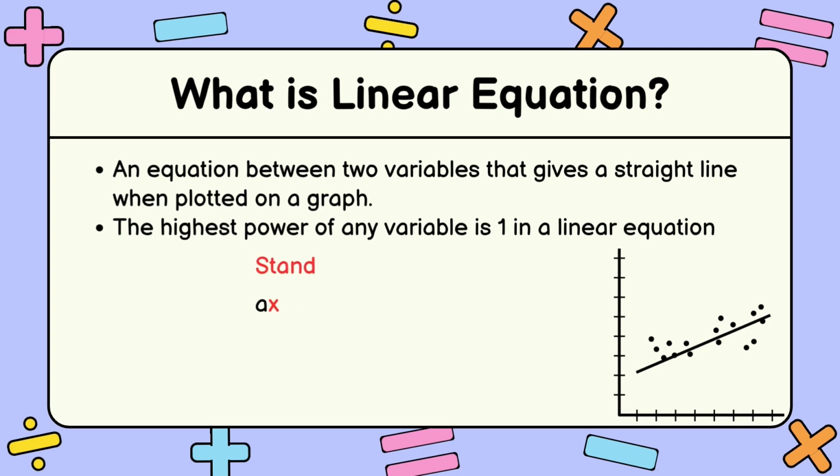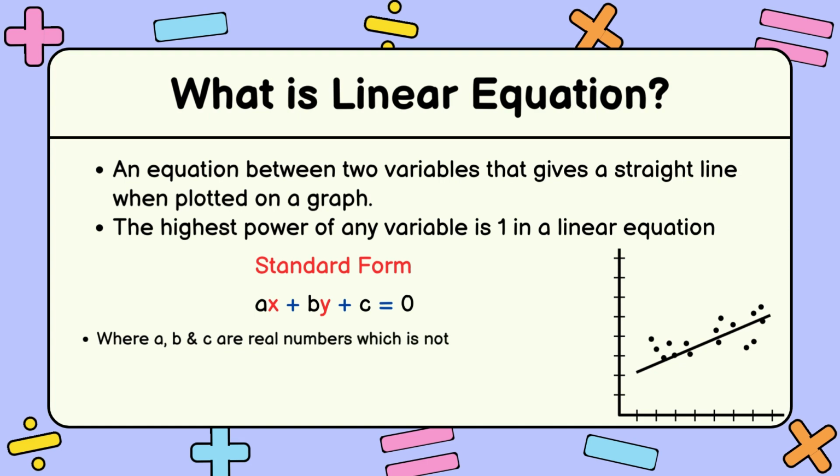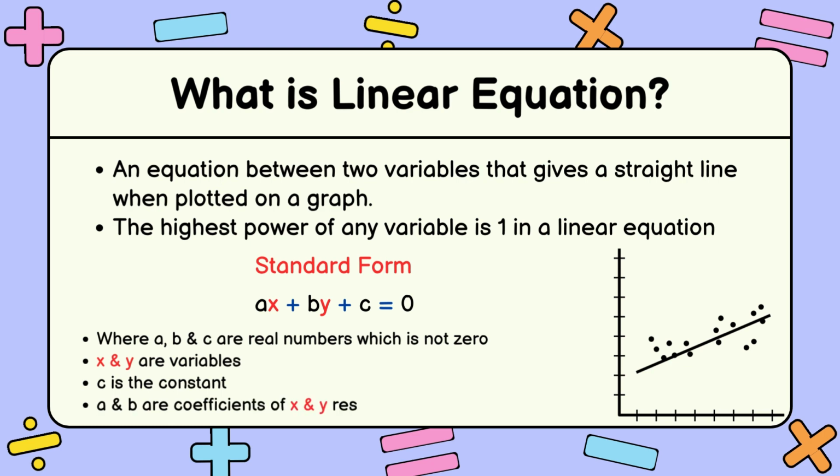The standard form of a linear equation in two variables is ax plus by plus c is equal to 0, where x and y are the variables. A, B and C are the real numbers which are not supposed to be 0, and C is the constant, that means it does not change even with the change in variable. Also, A and B are the coefficient of x and y respectively.